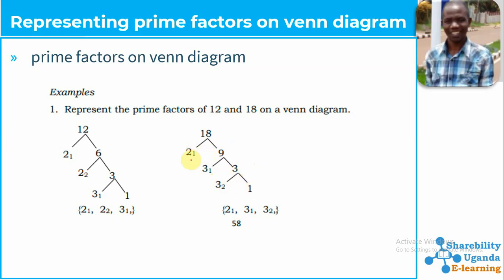So this simply means that for 18, our 2 happens 1 time and our 3 happens 2 times. For 12, 2 happens 2 times and 3 happens 1 time. So now we shall look at how we put these on the Venn diagram. Let's look at how we put them on the Venn diagram.